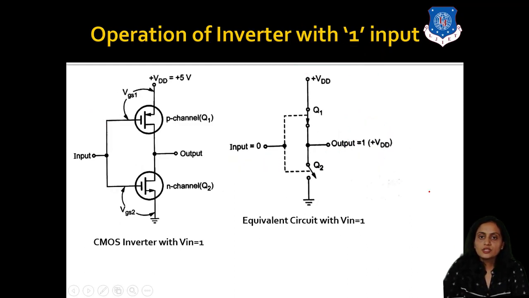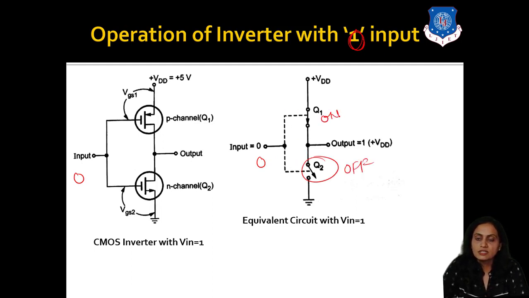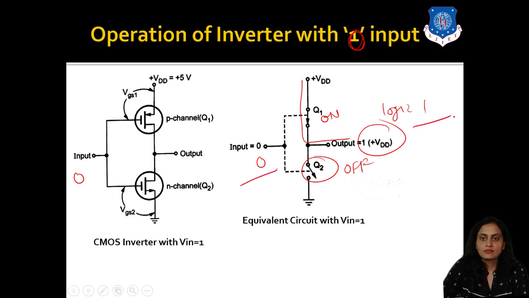Now we will see the operation of the inverter with input 0. Over here we will consider 0 input. So input is applied as logic 0, that means this NMOS is off, switched off, and the PMOS is switched on, meaning connectivity is shown, and that is why the output will be connected to VDD, that means logic 1. So input is 0, output is 1. So this is the NOT gate.